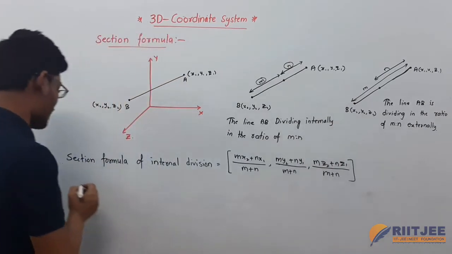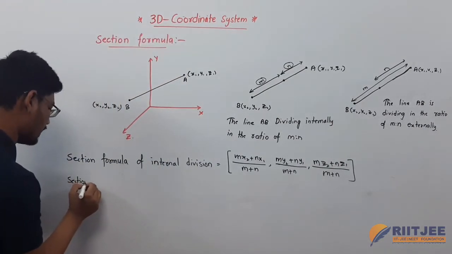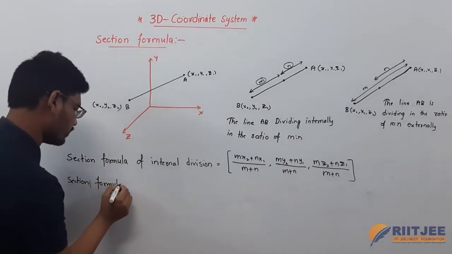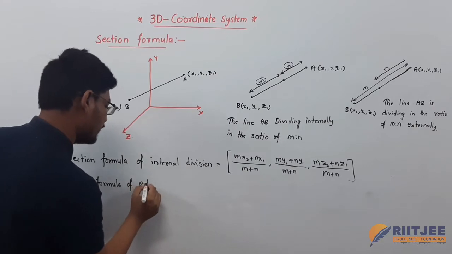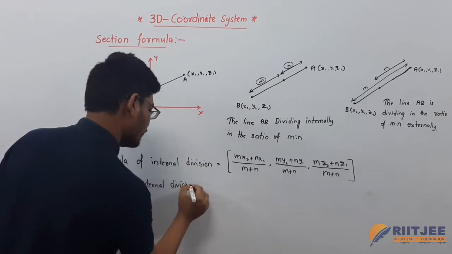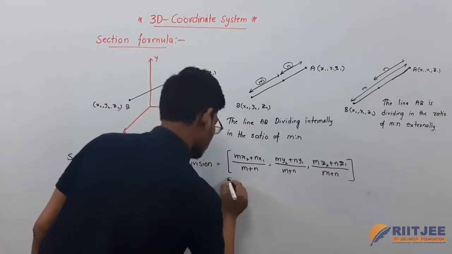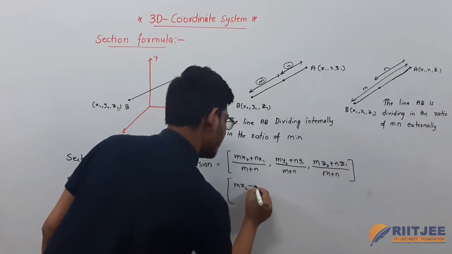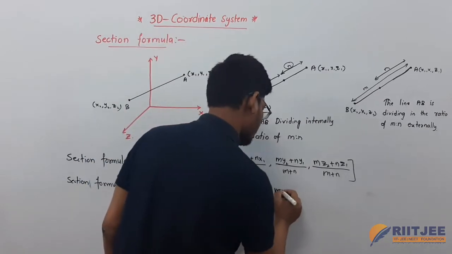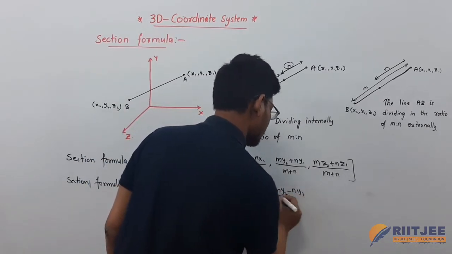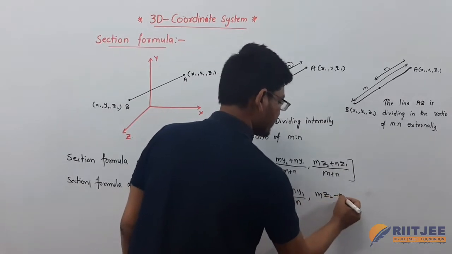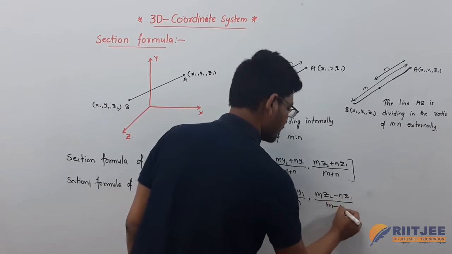So the section formula of external division is mx2 minus nx1 divided by m minus n comma my2 minus ny1 divided by m minus n comma mz2 minus nz1 divided by m minus n.